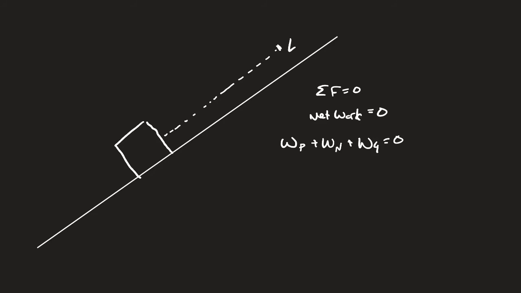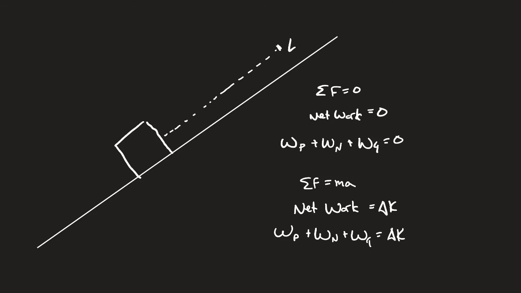In the same way that if those forces are unbalanced, then the net work must equal the change in kinetic energy. Again, that would suggest that the pulling work plus the work done by the normal force plus the work done by gravity has to equal the change in kinetic energy. These all have to be true.